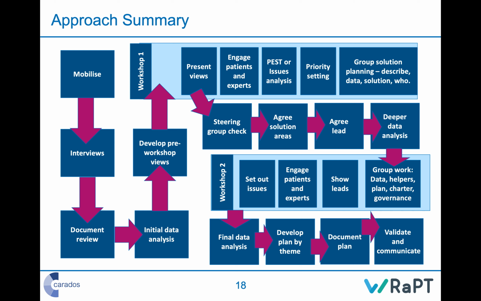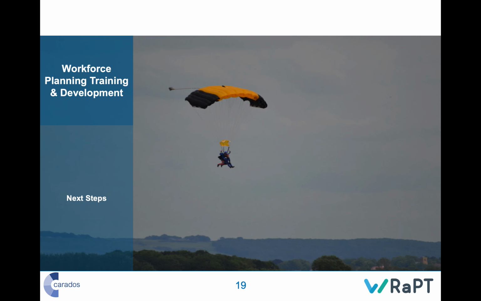You then develop that plan by theme, which is a small box but a lot of work. You then document the plan, which we'll talk about next time, and then you validate and communicate that plan. You validate it with the steering group, you validate it with an audience, and you communicate it out to everybody, and everyone then gets on with it, and we deliver the plan, and we move into the sunlit uplands of a redesigned ICS. So that's it, really. That's how one goes about developing a WRAPT plan. Well, that's how I go about developing it.